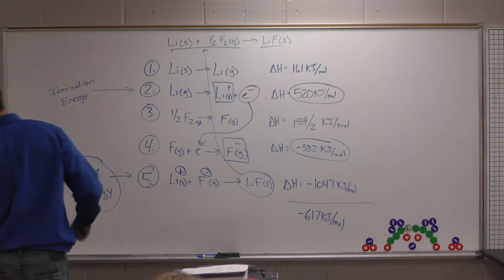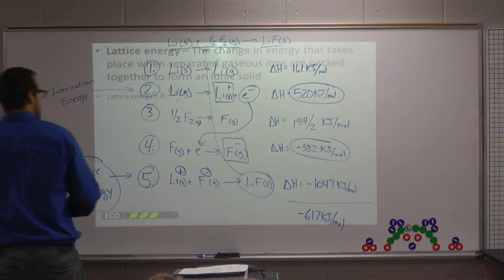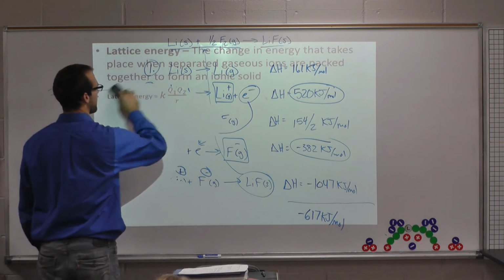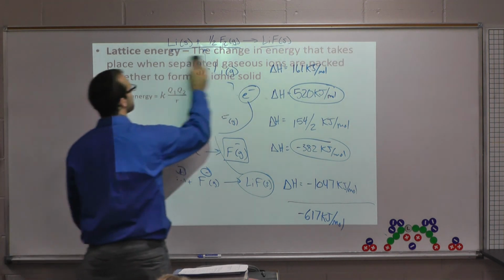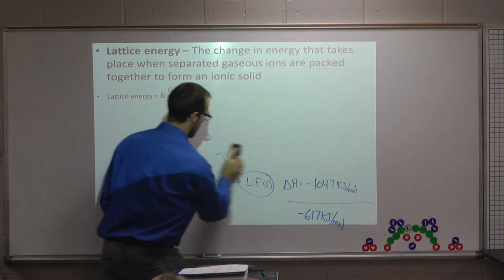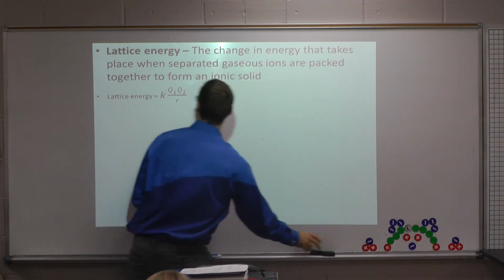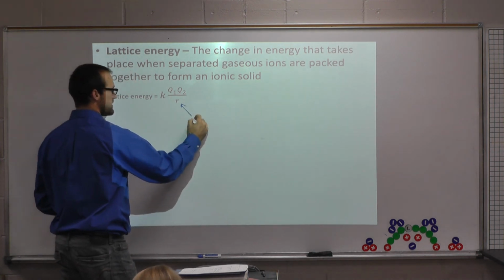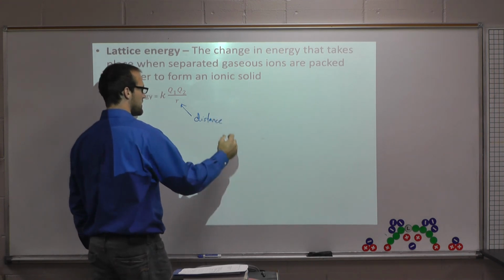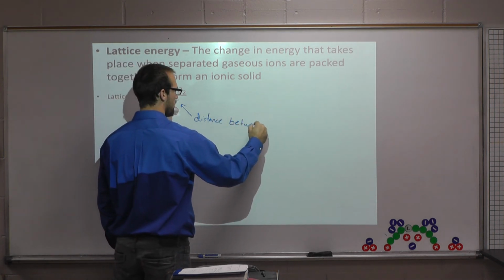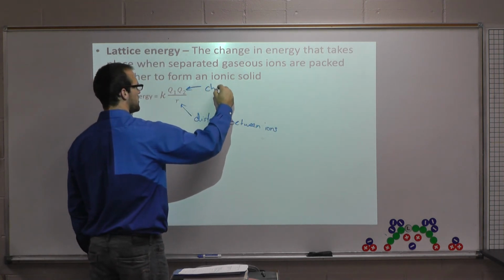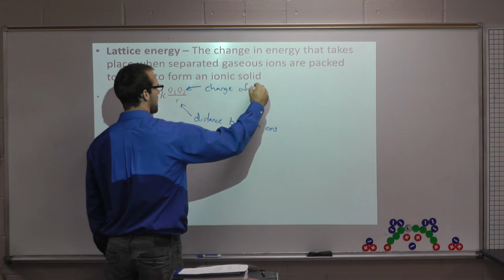Last thing I do want to talk about. I know you guys need to go. There's an equation that allows us to find lattice energy. Okay, I just want to specifically point out what these variables are. Okay, this is R, this is distance. Do you have this in your notes? I have the equation, not what it means. Okay, distance between ions, and that is charge of your ions.